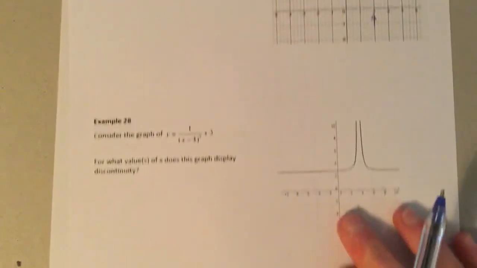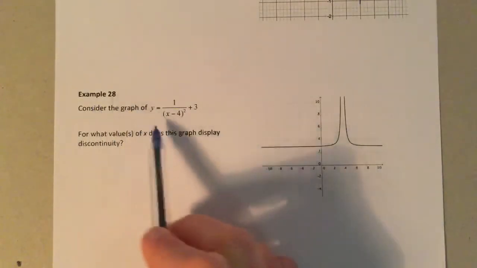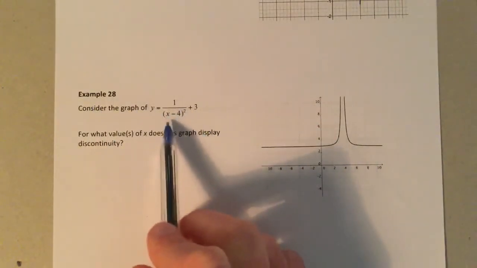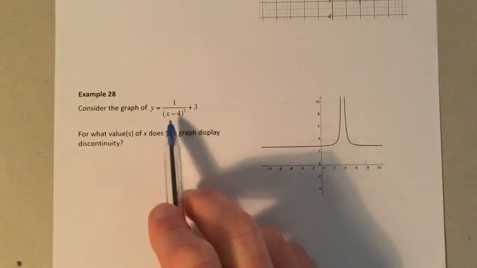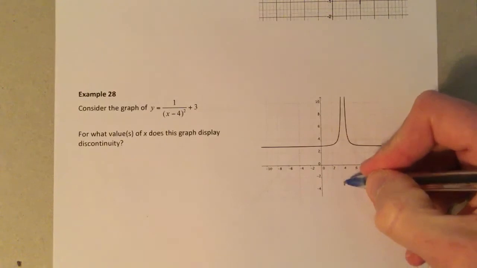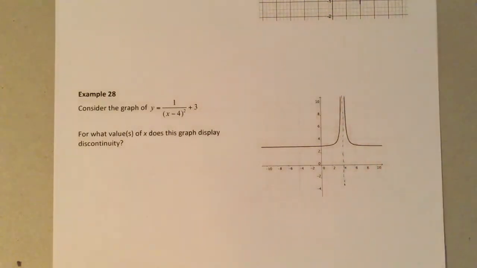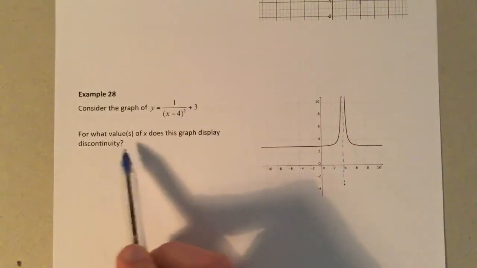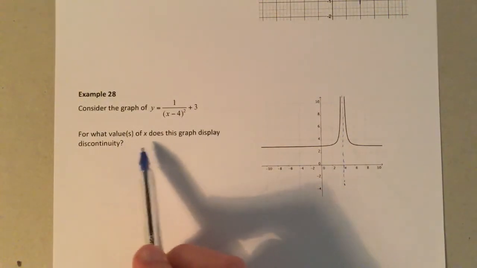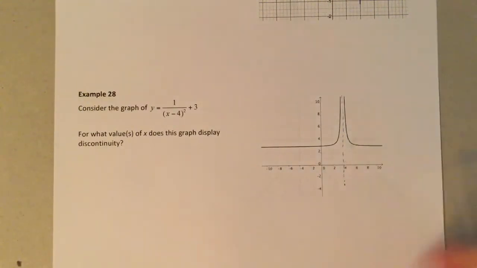Okay. Similar kind of question, but being asked the other way around here. We've got a graph of a truncus, and we're actually given the equation and the picture. We know from the equation with an x minus 4 there that we would have an asymptote where x equals 4. So it's not drawn on the graph, but it probably should be. And then we're asked, for what values of x does this graph display discontinuity? So in other words, where is it not continuous?